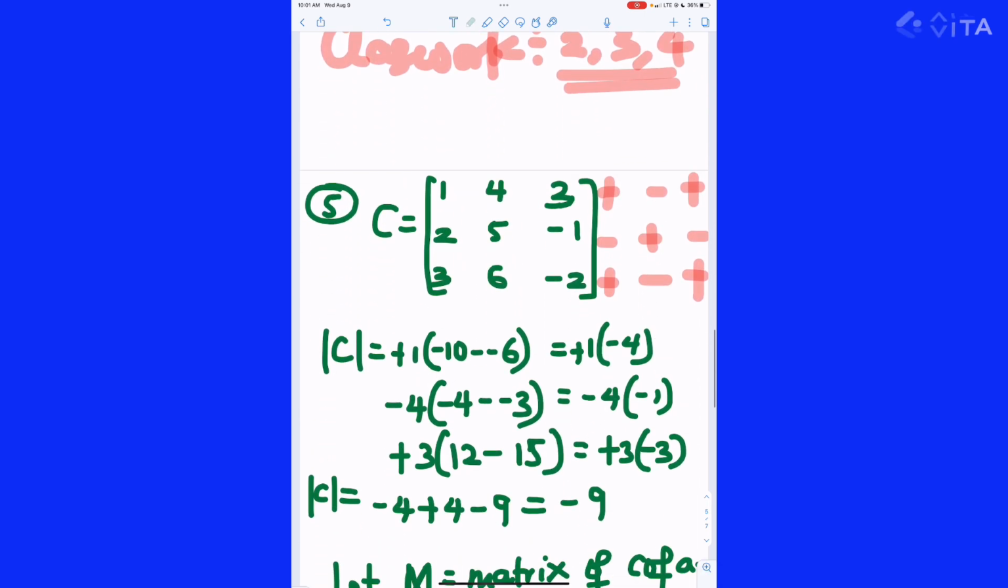Let's now go ahead, find the cofactor of 3. How do I get the cofactor of 3?